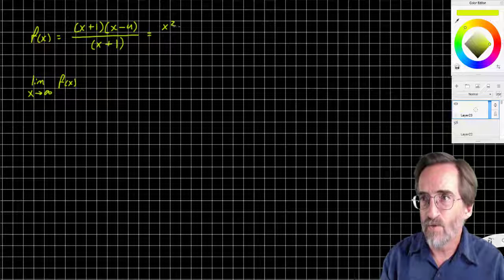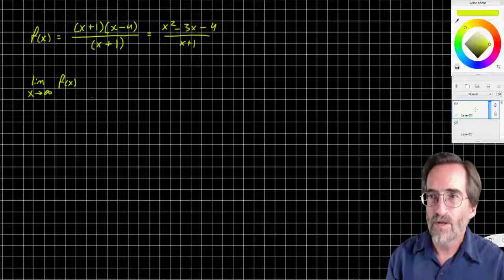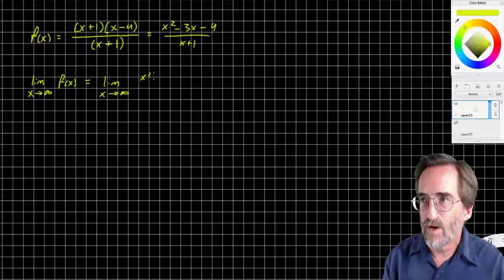This is x squared minus 3x minus 4, and this is x plus 1. Okay? So this is the limit as x approaches infinity of x squared minus 3x minus 4 over x plus 1.